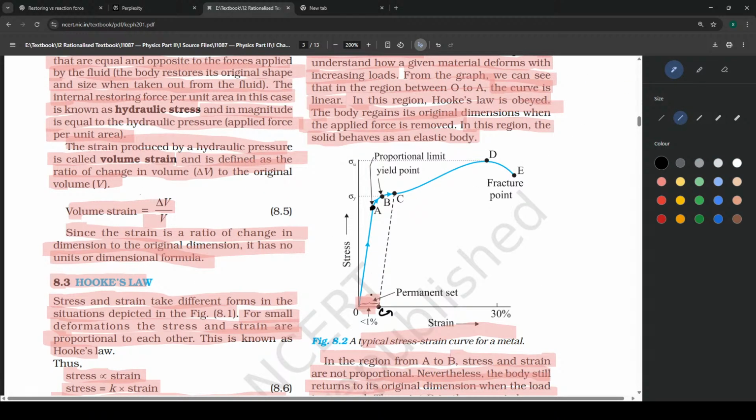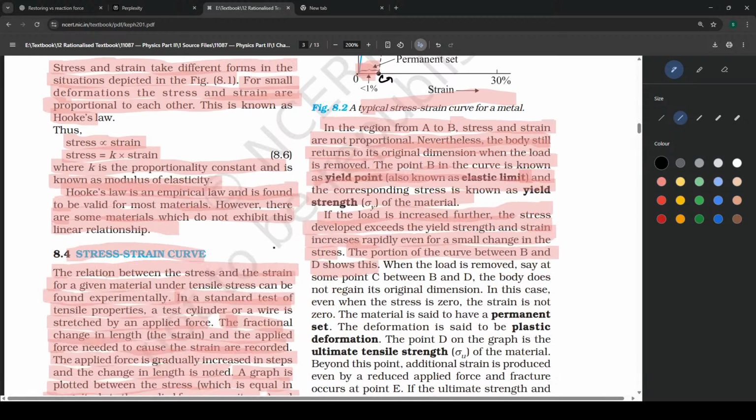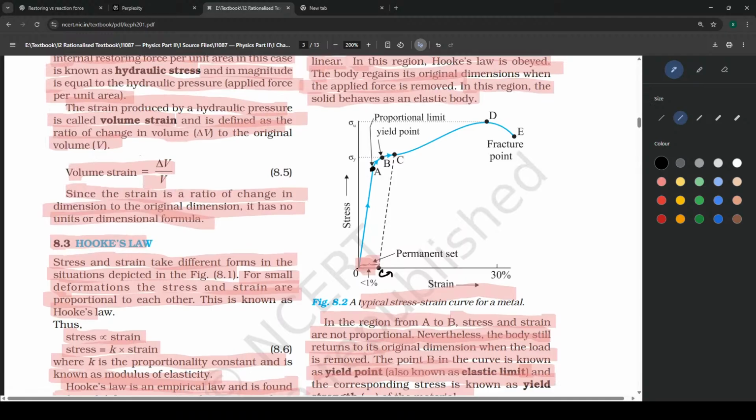If we observe from point O to C or point O to B, we can observe that till this much stress, that is till point B, the change in dimension was only this much compared to the increase in stress, which was this much. But after point B, that is the yield point or the elastic limit, we increase the stress only this much, but the increase in strain is phenomenal, being this large. That is what they're saying.